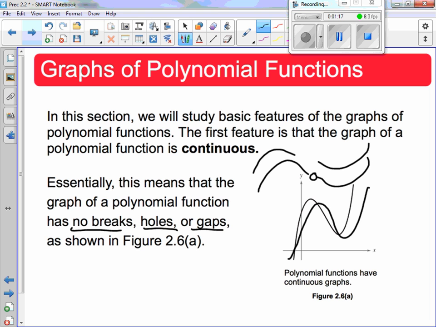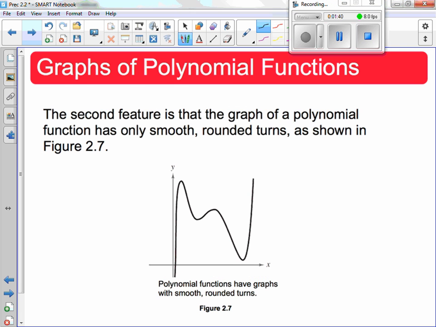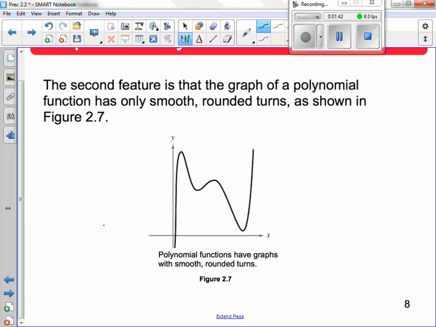Normally, the way we say it is if you can draw the whole graph without picking your pen up, then it is continuous. And that's excluding when you start and end it, because you put it down, you go all the way, and now you're done. So as long as you don't have to pick it up and draw a circle, leave a hole, it is continuous. This is not continuous because there's a gap right there. This is continuous because it has smooth rounded turns. We continue to draw the whole thing. It's continuous.